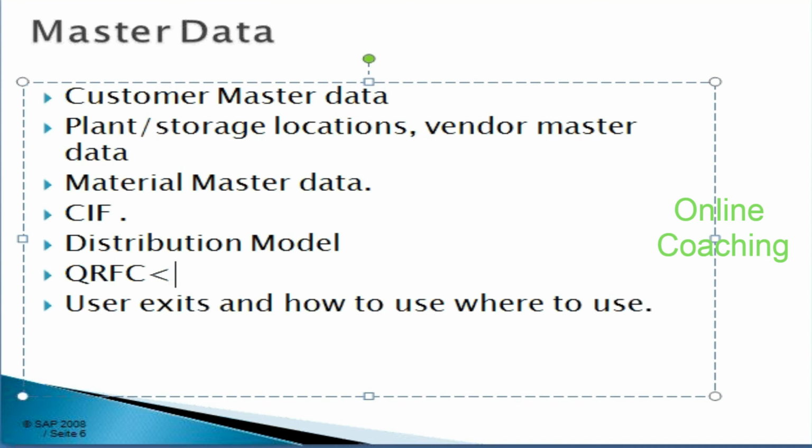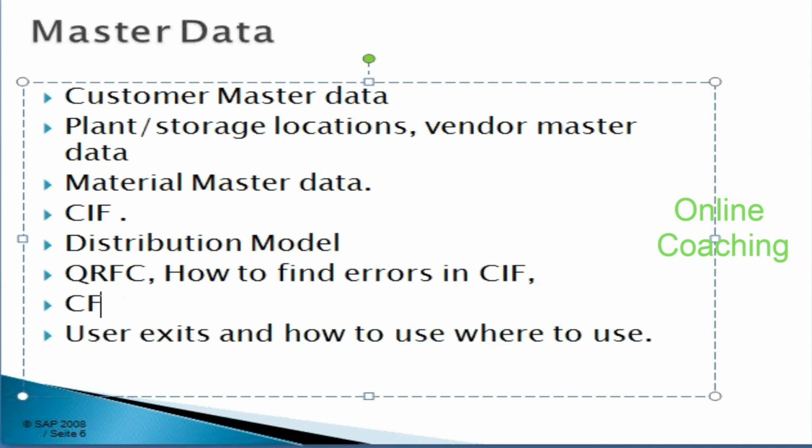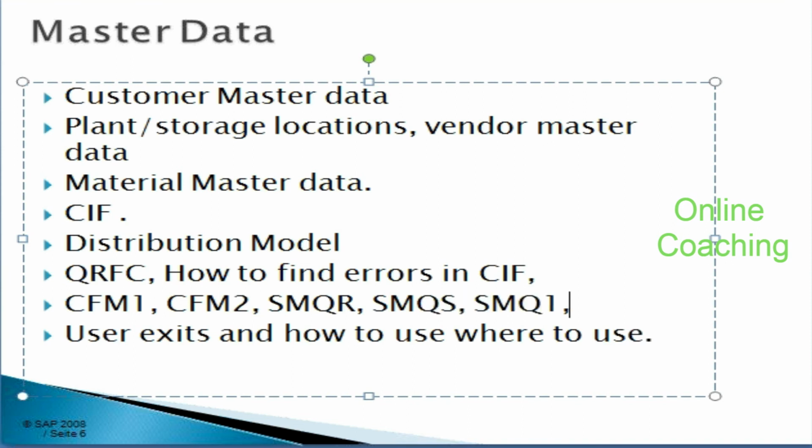Suppose something goes wrong, how to find errors in SIF, and then what the user exits are, and what the main transactions in SIF are, like we have CFM1, CFM2, and how to register the queues, and then how to schedule the queues, and then what SMQ1 is. This is the QRFC handling.